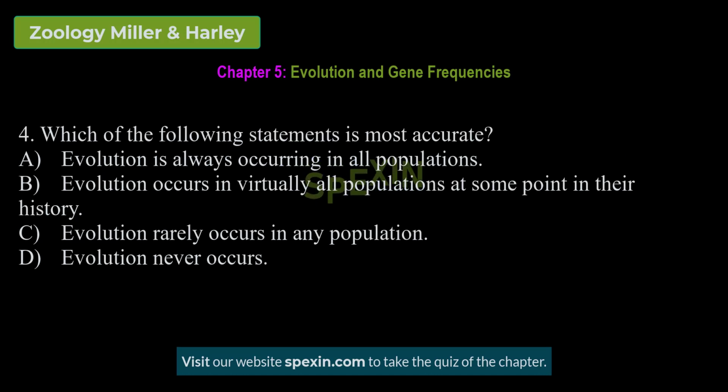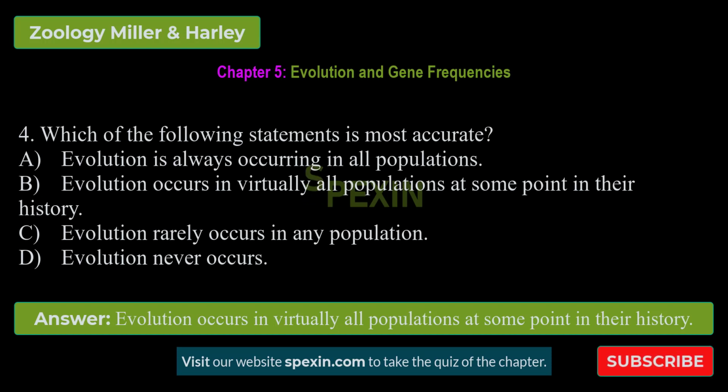Which of the following statements is most accurate? Evolution is always occurring in all populations. Evolution occurs in virtually all populations at some point in their history. Evolution rarely occurs in any population. Evolution never occurs. Correct answer: evolution occurs in virtually all populations at some point in their history.